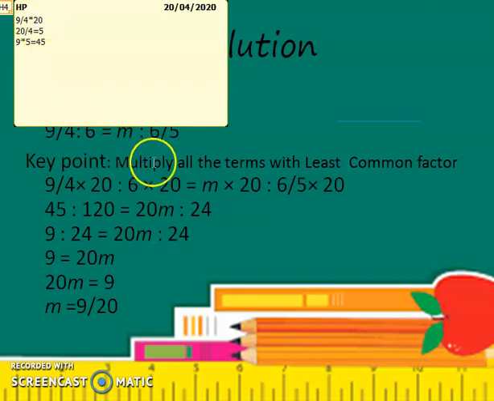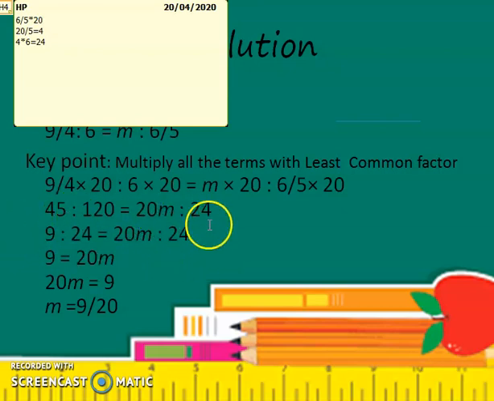Clear? Now simply 6 multiplied by 20 will give you 120, and m multiplied by 20 will give you 20m. And here again I will do the same thing with this fraction. 6 by 5 multiplied by 20 means this 20 can be divided by the denominator. So 20 divided by 5 will give me 4, and this 4 has to be multiplied with the numerator 6. 4 times 6 gives me 24. So here I will write 24.